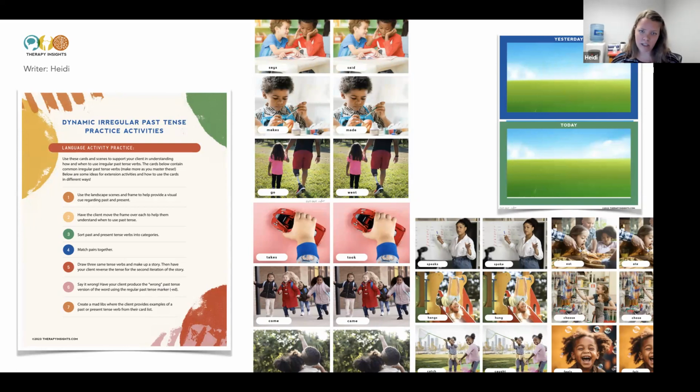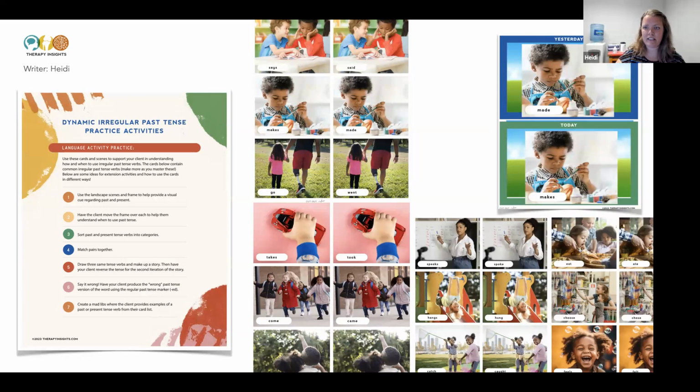And then sort. Sorting is always a good activity, matching pairs together. And then drawing 3 cards from the same tense and making up a story, and then trying to get them to tell the story in past tense. And again, using these frames to help them have something to do kinesthetically, like, okay, I'm going to move these down here. Look, makes, made. So yesterday I made the, what is he doing? He's painting. Yesterday I made a painting activity. Today, he makes one.